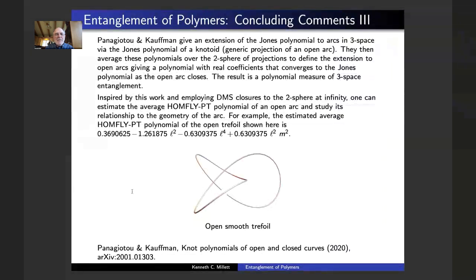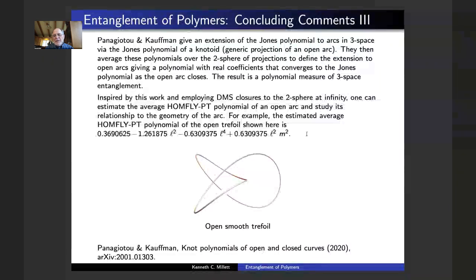I was really inspired by this, and I've given you the reference at the bottom so you too can look at it. What I am now able to do, inspired by her work, is tell you that the average HOMFLY-PT polynomial of an open trefoil is given above. For those who know about HOMFLY polynomials, this 0.36 term is the term that comes from the unknot, which has polynomial 1, and the other terms come from the trefoil knot, which has terms -2, -1, -1.